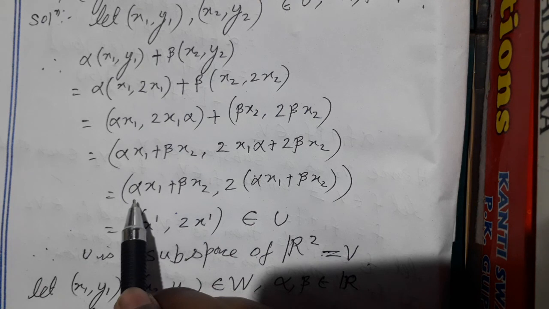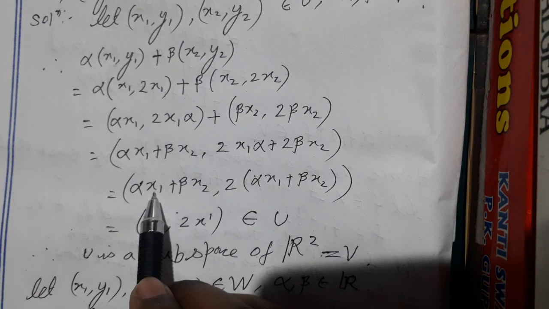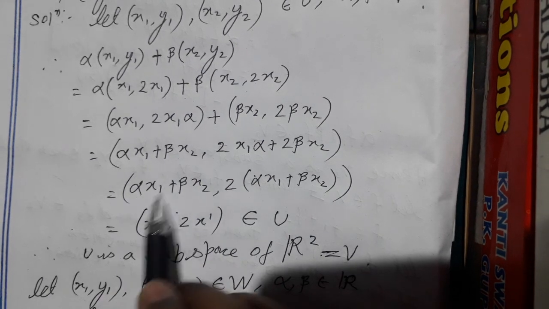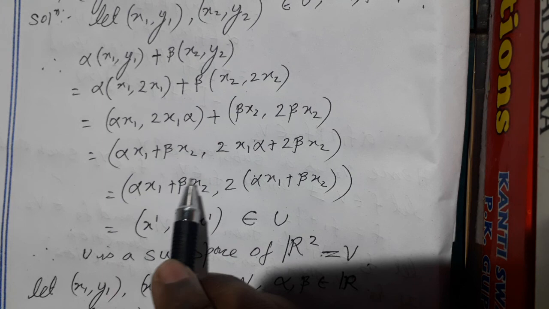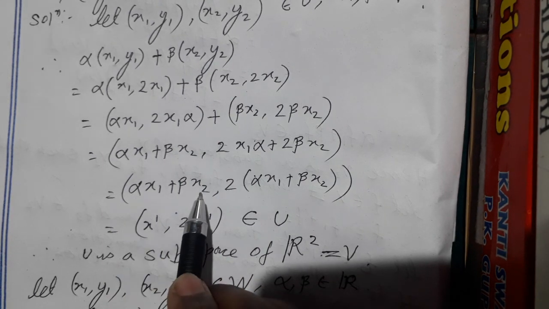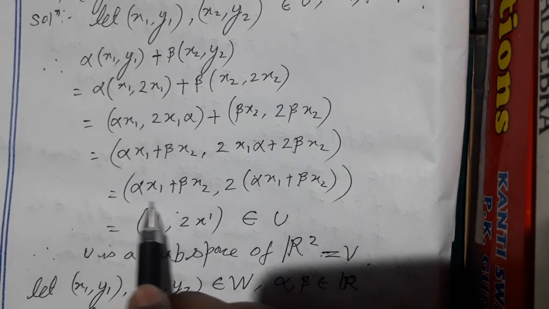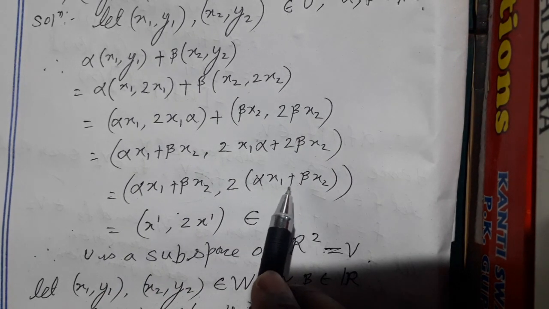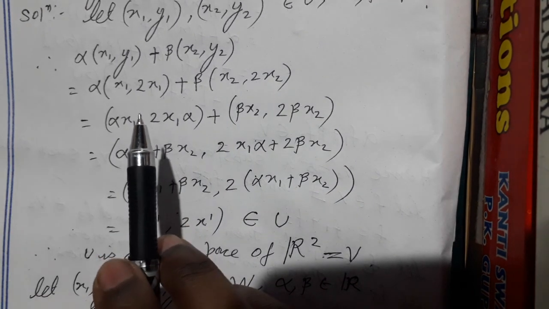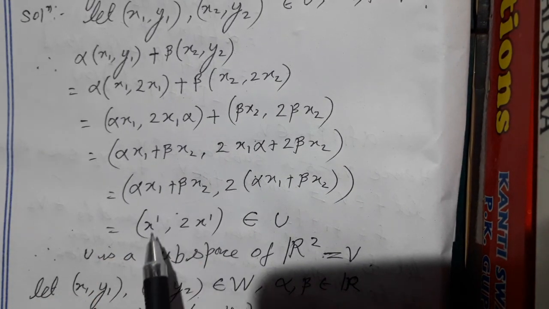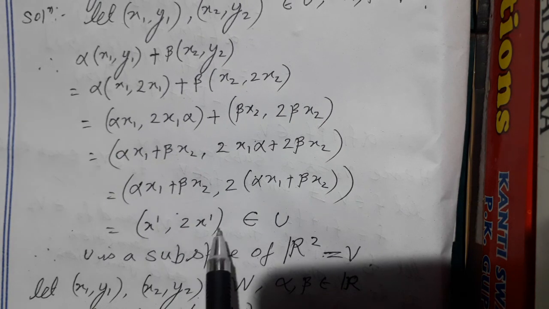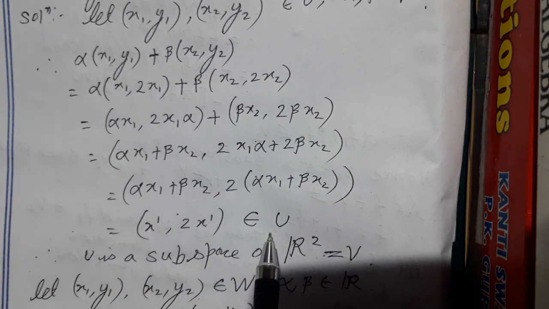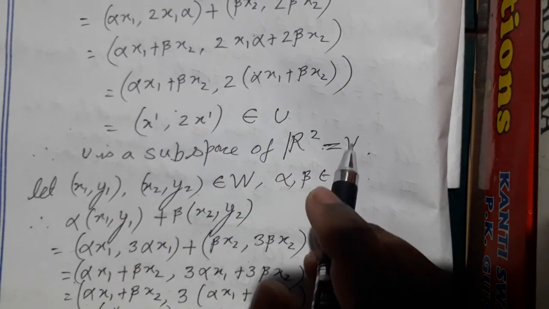Now if we look here, this α is from the field, x1 is also from the real numbers, β is also a real number, x2 is also a real number. The product of two real numbers is a real number, and in the same way, the sum of two real numbers is again a real number. So this is a real number, and this is also a real number. So it is of this form, and so this belongs to U. That shows that U is a subspace of R², which is equal to V.